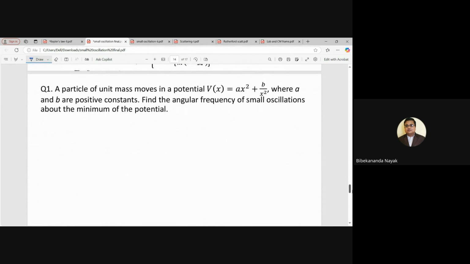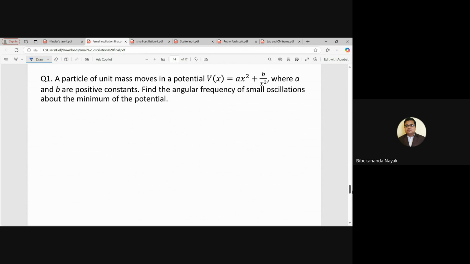Now come to our one dimensional problem. A potential is given, V(x) is equal to a x square plus b by x square. Find the angular frequency of small oscillation about the minimum of the potential. So how do you solve it? First get its equilibrium point. For the equilibrium point, the force F is equal to 0.